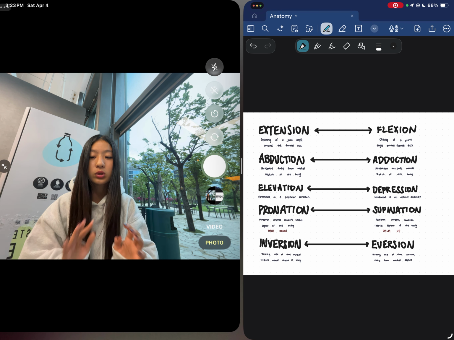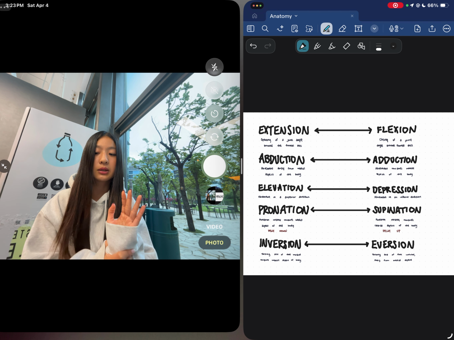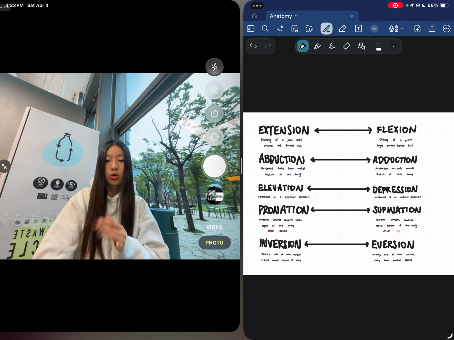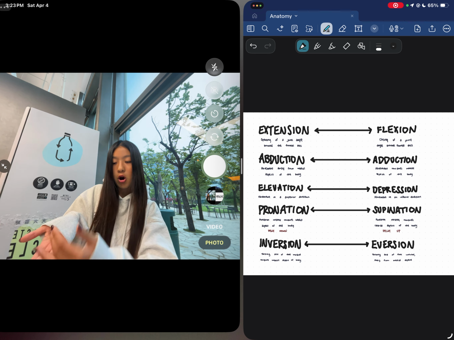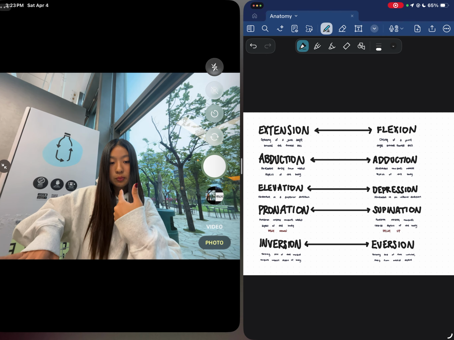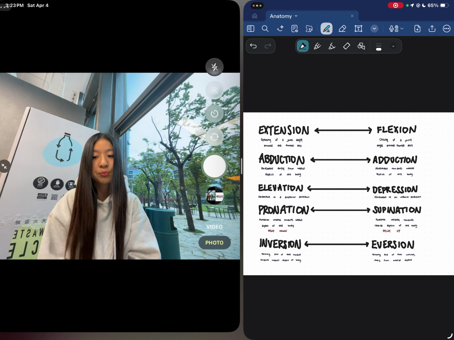Pronation is specifically when your forearm rotates towards the medial aspect of your body. So remember your anatomical body position, your palms are facing forward. Pronation is then your palms rotating towards the medial aspect of your body, and supination is your palms rotating towards the lateral aspect of the body.